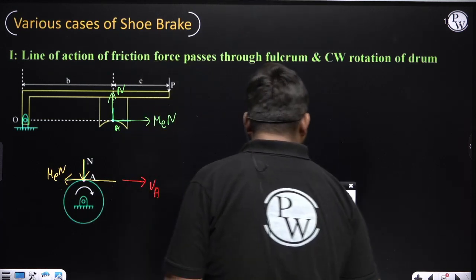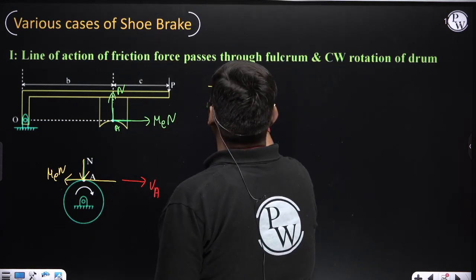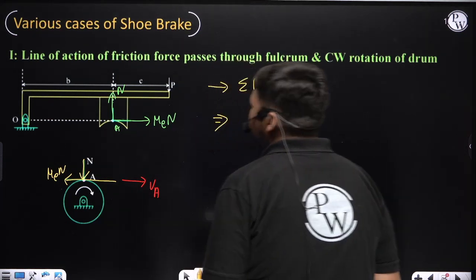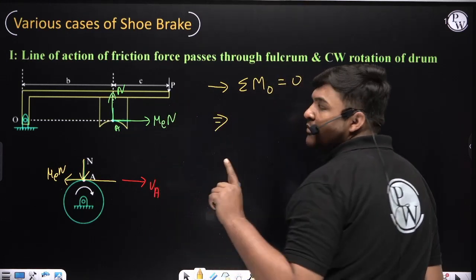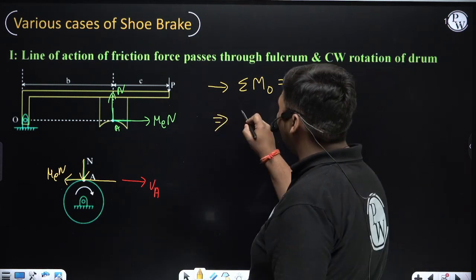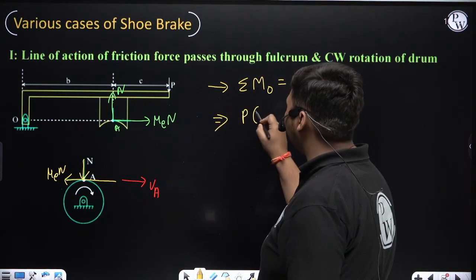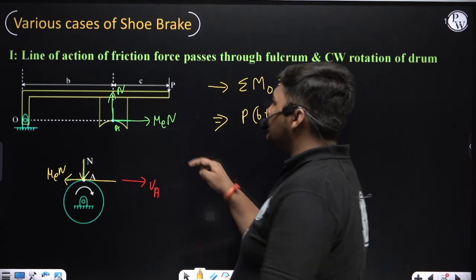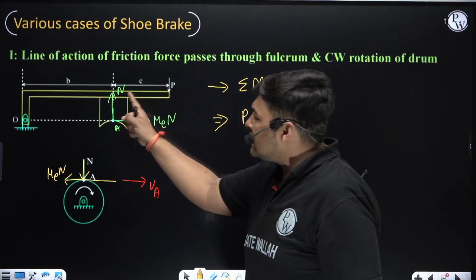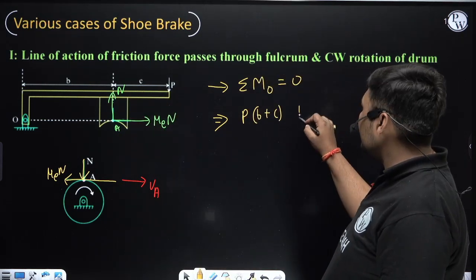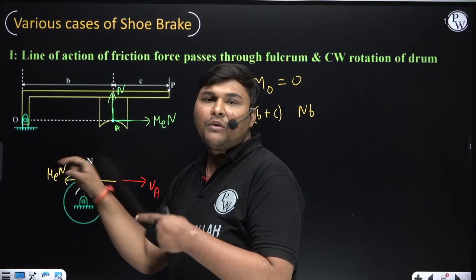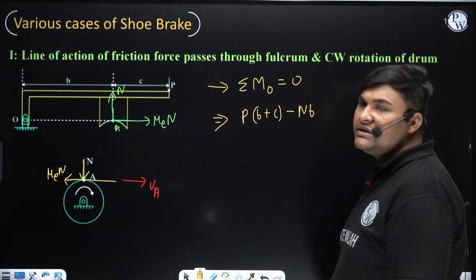Now in the FBD of lever, we will take net moment about fulcrum O equal to 0. First we will find the direction of moment of effort P. I am taking clockwise as positive and anti-clockwise as negative. So moment of force P about O will be P into perpendicular distance, which is B plus C, and its direction about O will be clockwise, and I am considering clockwise direction as positive. Now the moment due to force N will be N into its perpendicular distance from point O, which is B, and direction of moment is anti-clockwise. I am considering clockwise as positive and anti-clockwise as negative.